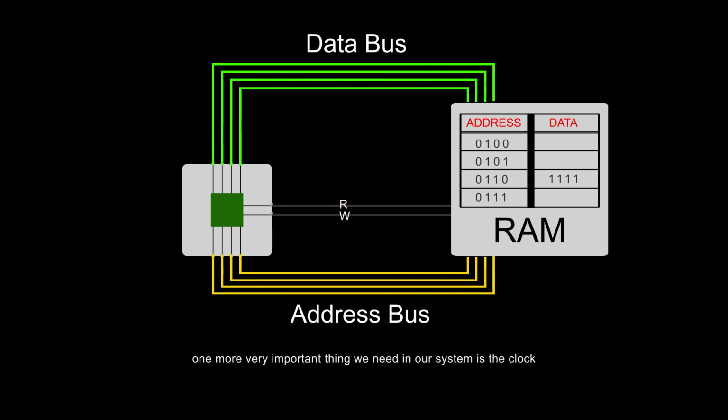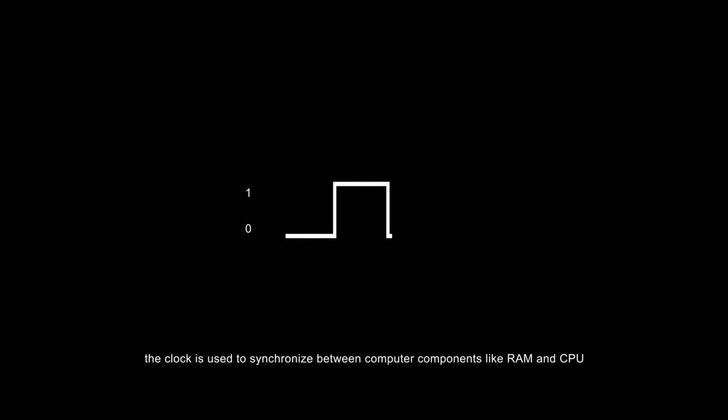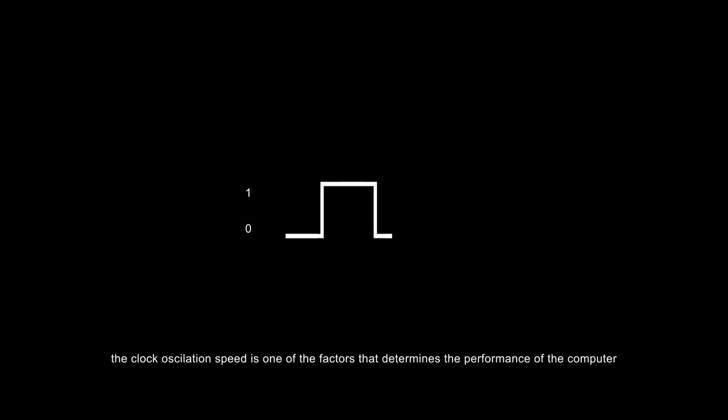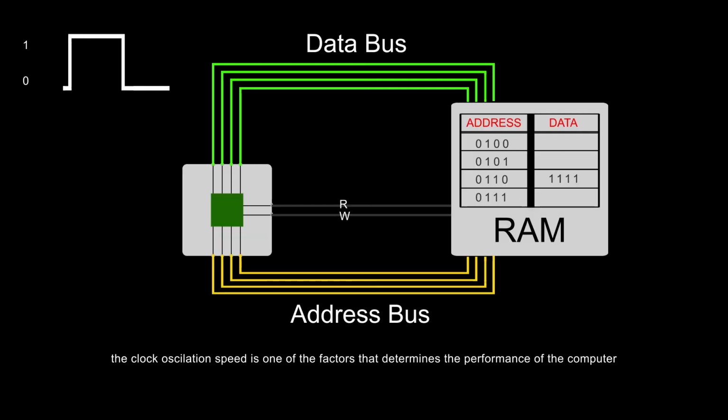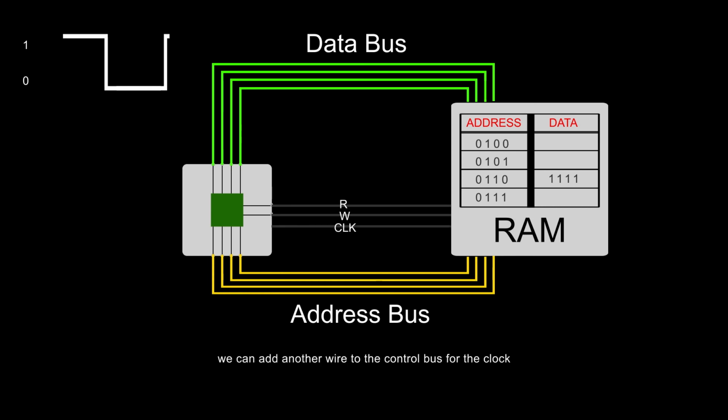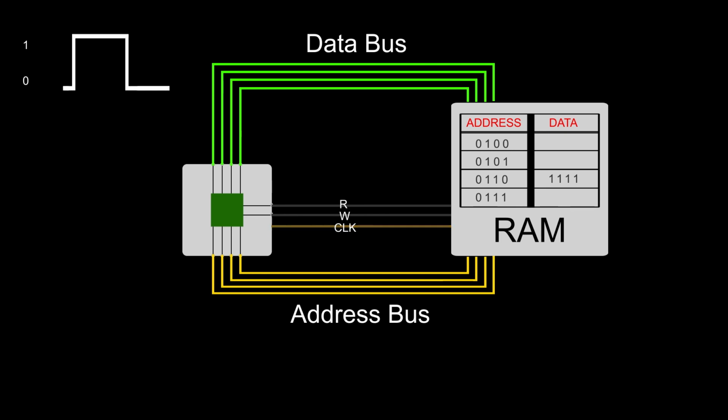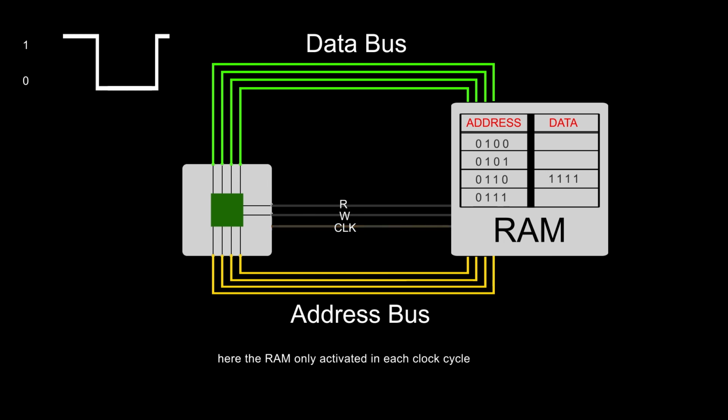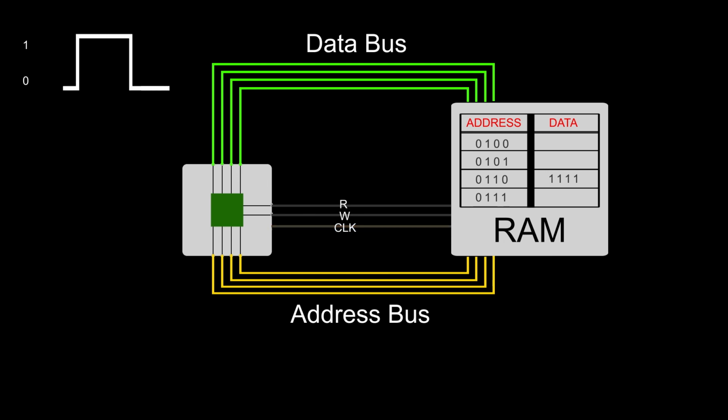One more very important thing we need in our system is the clock. The clock is used to synchronize computer components, like RAM and CPU. The clock oscillation speed is one of the factors that determines the performance of the computer. We can add another wire to the control bus for the clock. Here the RAM is only activated in each clock cycle, so one operation can be done in each clock cycle.